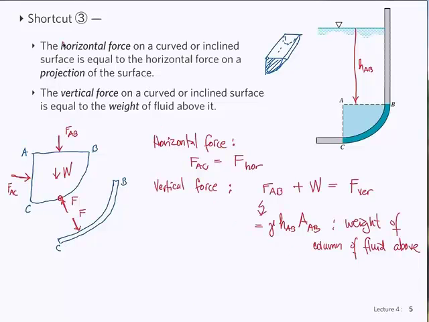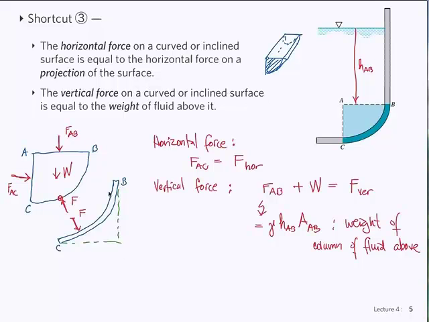So let's look back to what the short explanation said. The horizontal force on the curved surface, which is the horizontal component of this resultant here, is equal to the horizontal force on a projection of the surface. Well, that's very clear here because this area AC is going to be equal to the projection of that curved surface in the horizontal direction.